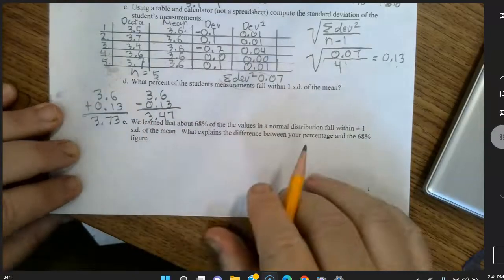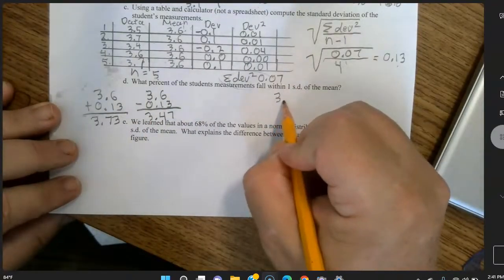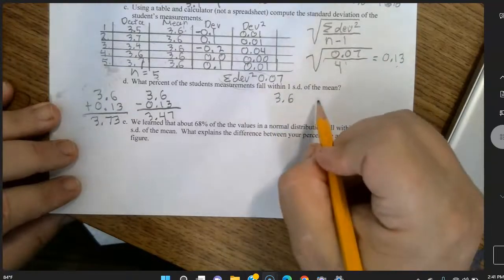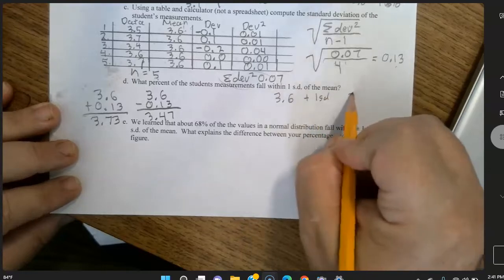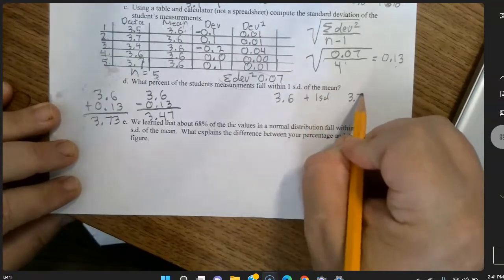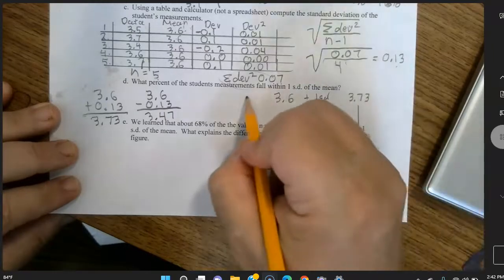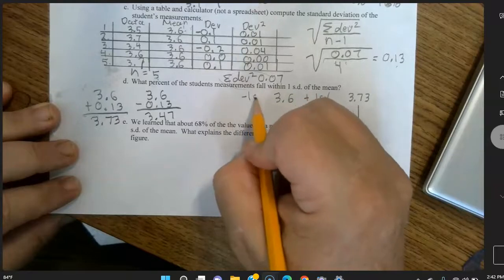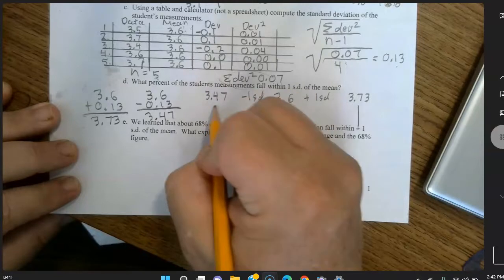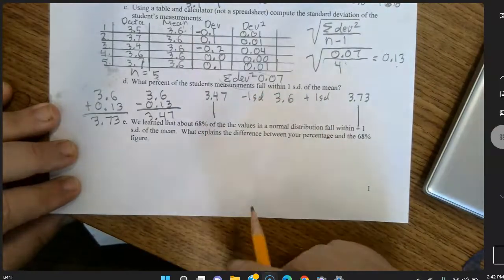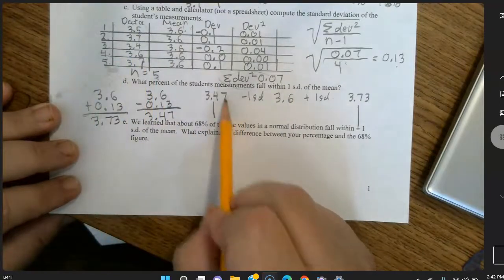3.47. So let's just make a little number line here. The mean is 3.6, and if you go plus 1 standard deviation, that'll bring you out here to 3.73 right there. And if you go minus 1 standard deviation, that'll bring you down to 3.47 right there. Okay, so what are our values? Well, we have 3.5. That would fall right in here.